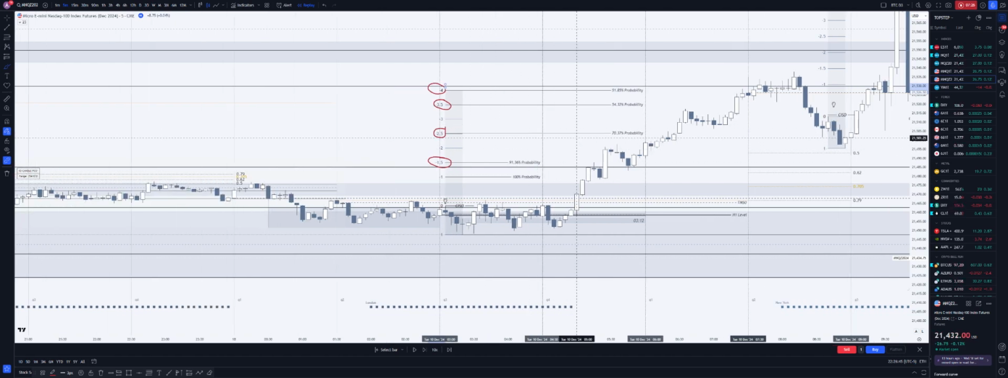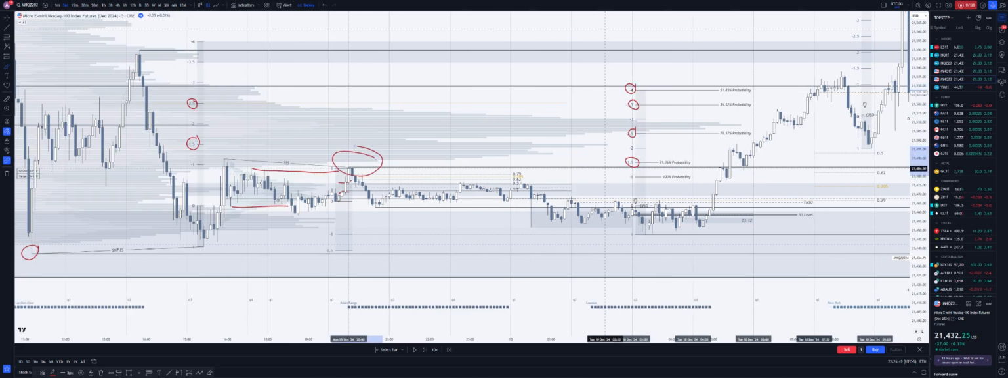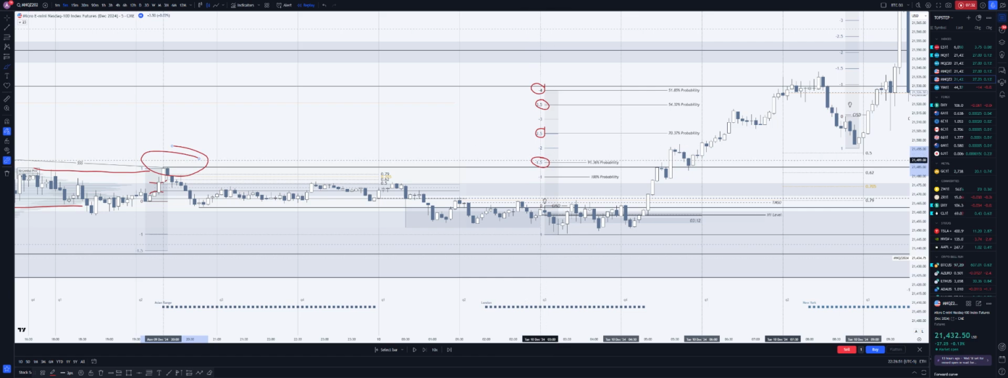And we also want to look for liquidity at these levels. So we have our Asia high here at the 1.5, and 1.5 being 91% probability. And this is a really good target to aim for, in my opinion.